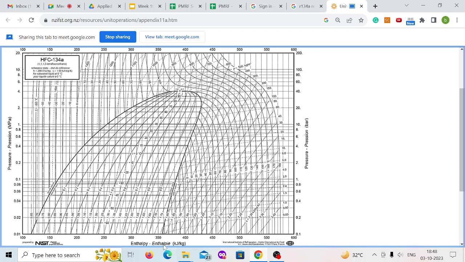Sorry, the constant entropy line is this dot and dash line. From 0 degrees Celsius, if you draw a line here, it will lie between the 600 and 650 line. If you draw from 0, it will go like this, and your pressure remains constant in the condenser. So the exit pressure will lie somewhere here, between the isothermal line of 40 degrees Celsius and the isothermal line of 50 degrees Celsius.